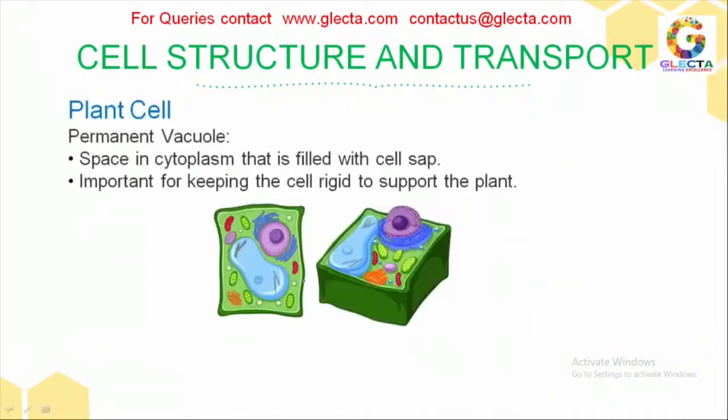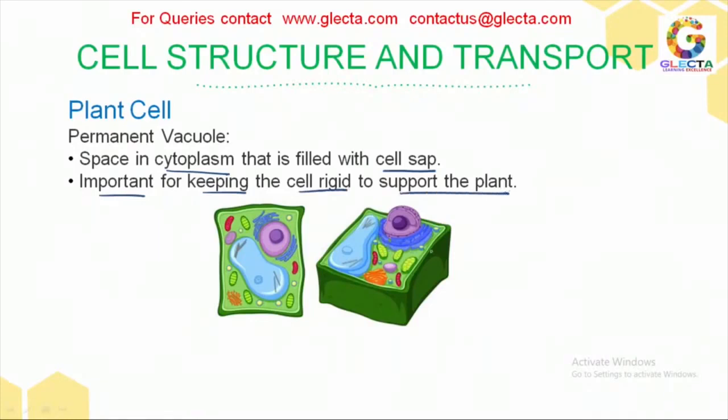The other organelle that you need to remember for your plant cells is the permanent vacuole. A permanent vacuole is a space in the cytoplasm. I hope you remember what cytoplasm was, the matrix of the cell. In the matrix of the cell, there is a large vacuole which is permanent and is filled with cell sap. It is important for keeping the cell rigid and to support the plant cell.